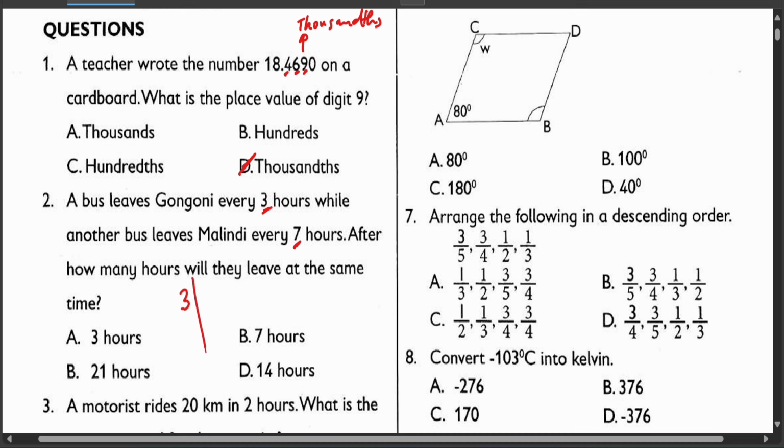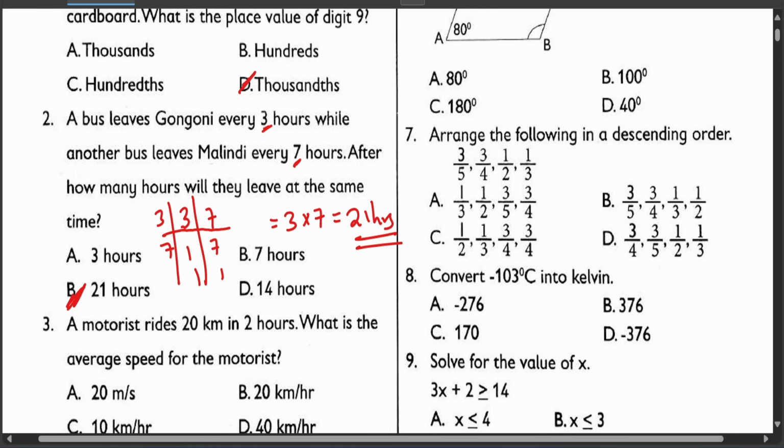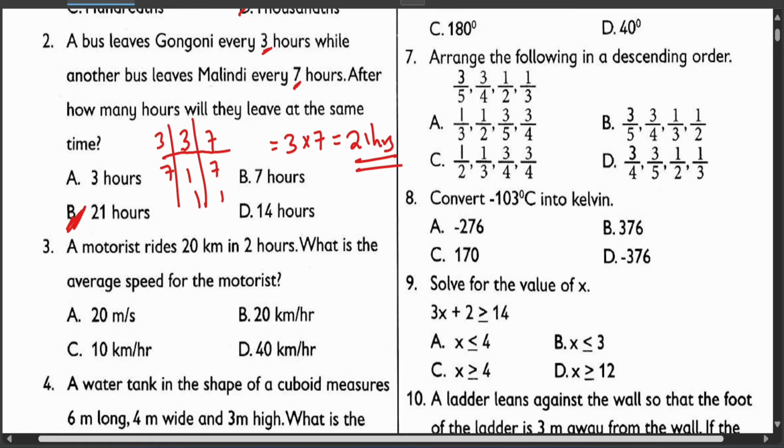So kama kawaida yetu tunatafuta LCM here, 3, 7. So divide by 3, 1 give 10, 7, divide by 7, 1. So 3 times 7, which is 21 hours. So that is your answer. So wengine watapiga 3 plus 7.